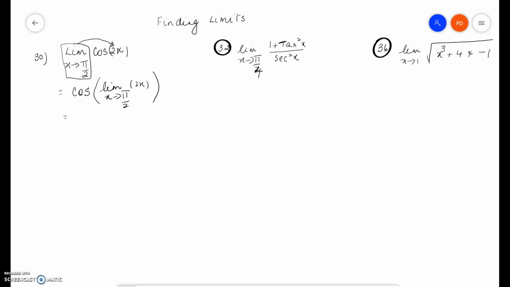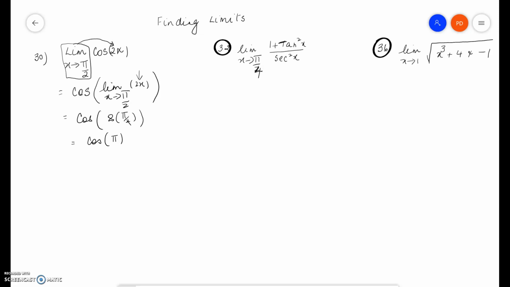Now what's the first technique that we need to try when we have to find limits? Notice this is a polynomial function. So substitution works. So substitute x equals pi over 2. So this is equal to cosine of, cancel the 2's, it's cosine of pi.